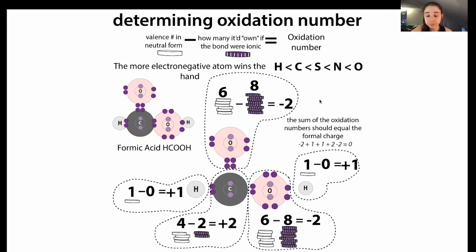Remember, this is hypothetical: if they were to split, who would they go to? But you shouldn't have more going to something than there actually was. So it's a good way to check your work. The oxidation numbers, the sum of them should equal the formal charge. If you have a neutral molecule, that should be 0. This also helps explain why you always have oxidation and reduction go hand in hand.